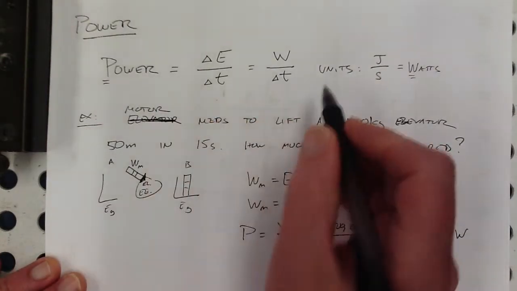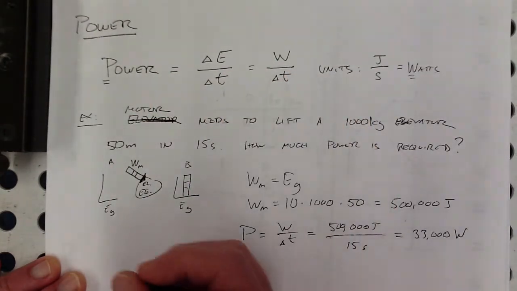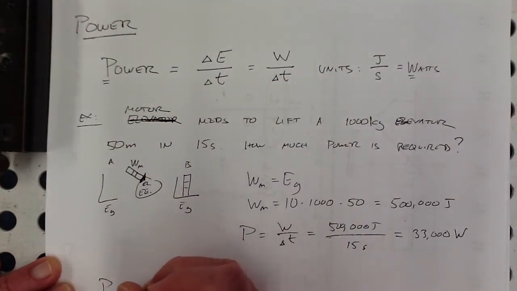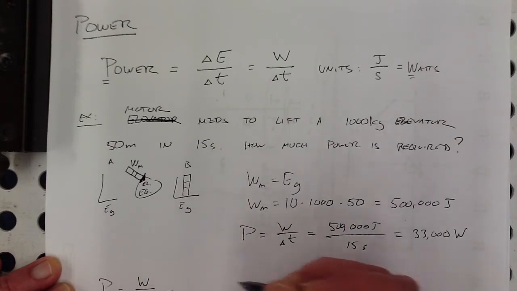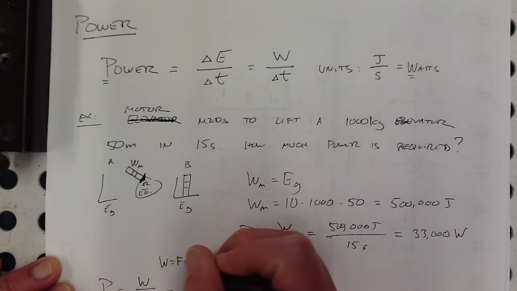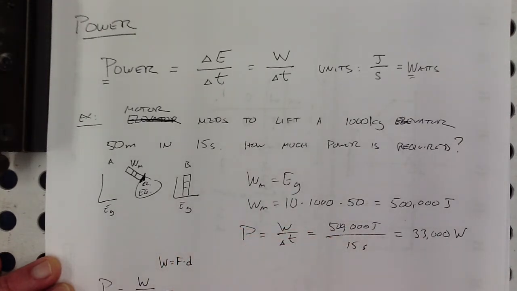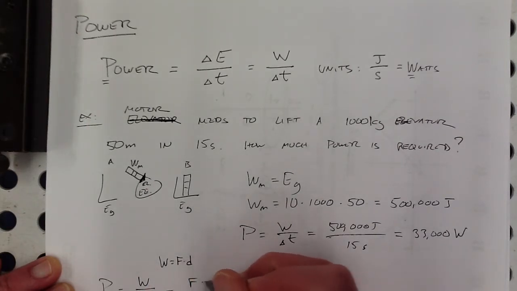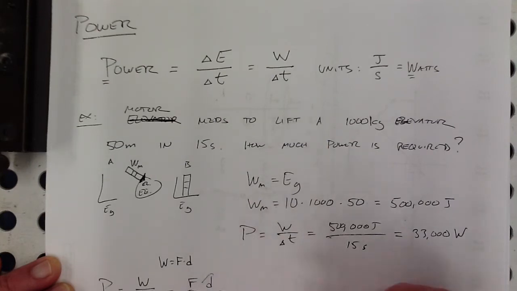There is one more thing that I should tell you here about power. If power is equal to work divided by time, and you remember work is equal to a force times a distance if the force is constant, then if I made that substitution, it would be force times distance over time. But if we're going at a constant velocity, then distance divided by time is just that velocity. So you can also find power by doing force times velocity.